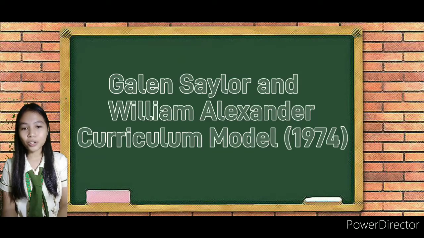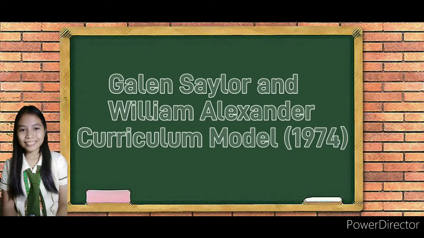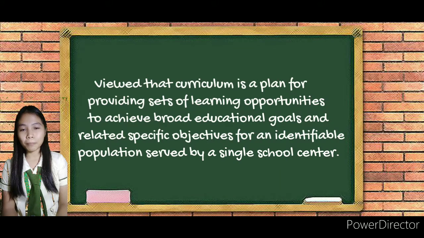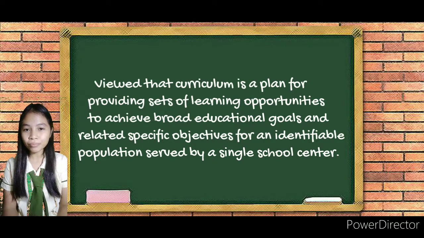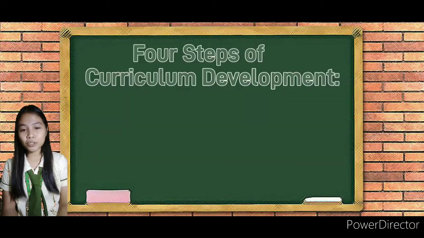The last one is the curriculum model proposed by Galen Saylor and William Alexander. They view the curriculum as a plan for providing sets of learning opportunities to achieve broad educational goals and related specific objectives for an identifiable population served by a single school center. Moreover, they viewed curriculum development as consisting of 4 steps.